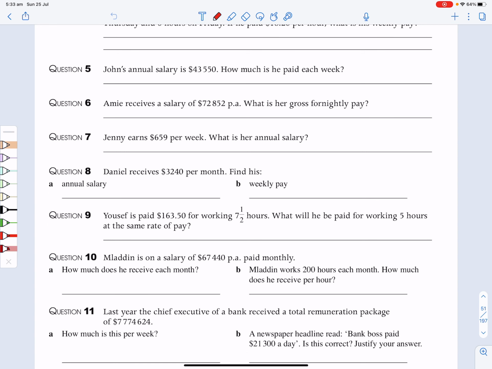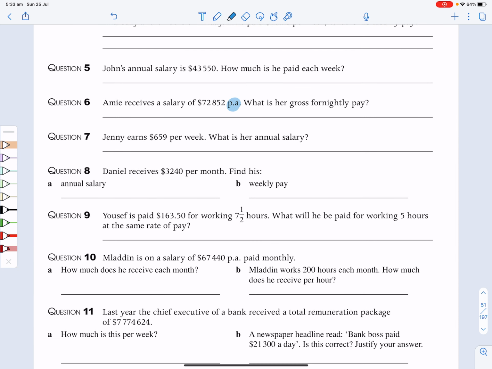Amy receives a salary of $72,852. PA, as you know, means per annum. Per annum per year. Per annum is the same as per year. What's her gross fortnightly pay? So you can divide it by 26 because there's 26 fortnights in a year, or you can divide it by 52 and then multiply your answer by 2. So get the weekly wage and then double it.